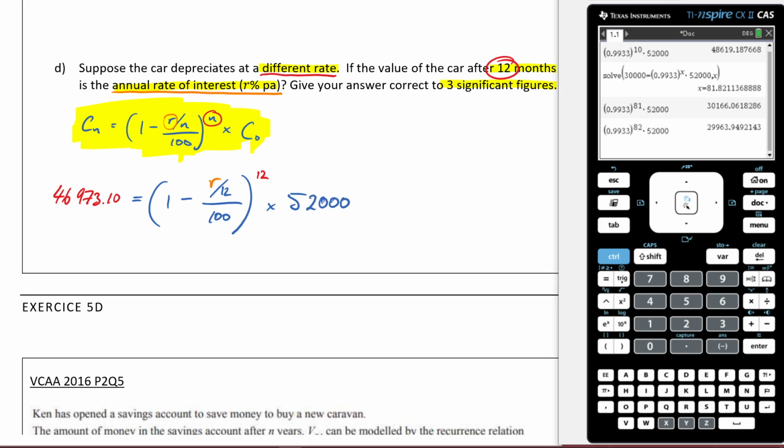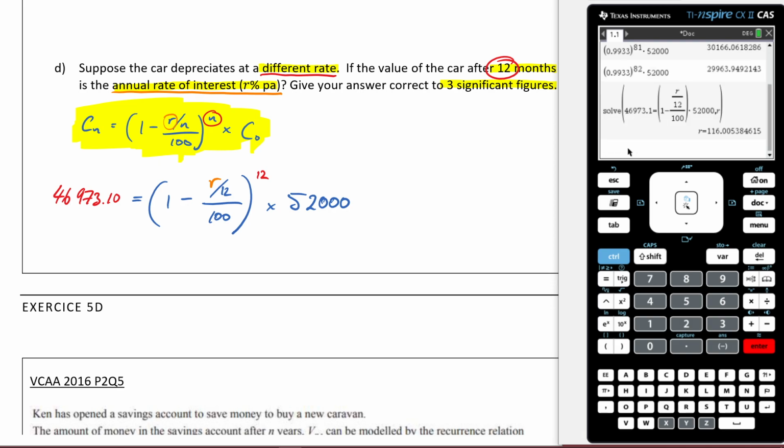I could now chuck that into my CAS and just hit solve. Menu 3.1, 46973.10 is equal to open brackets 1 minus, whoopsie daisy, 1 minus, I'm actually going to open it up again. I'm going to use the R, divided by 12, close brackets, and I'm going to divide that by 100, close brackets, and I'm going to times this whole thing by 52,000. Right, a lot of brackets there, but that looks right. Then I want to go comma R.